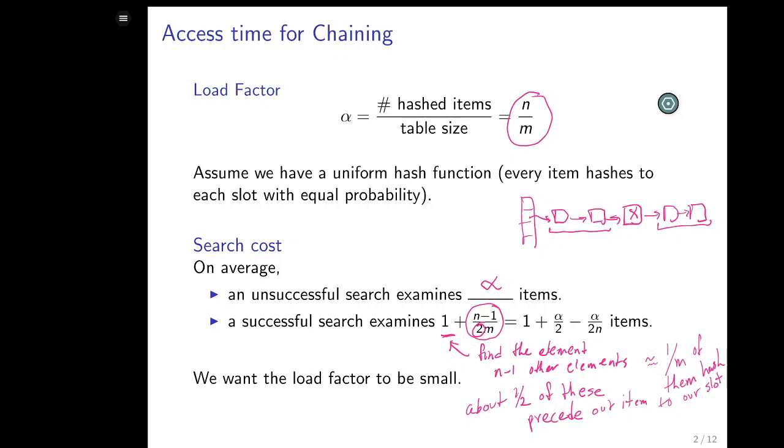Also, so on average, each slot has n minus 1 over m elements in it? No, on average, each slot has about n over m elements.